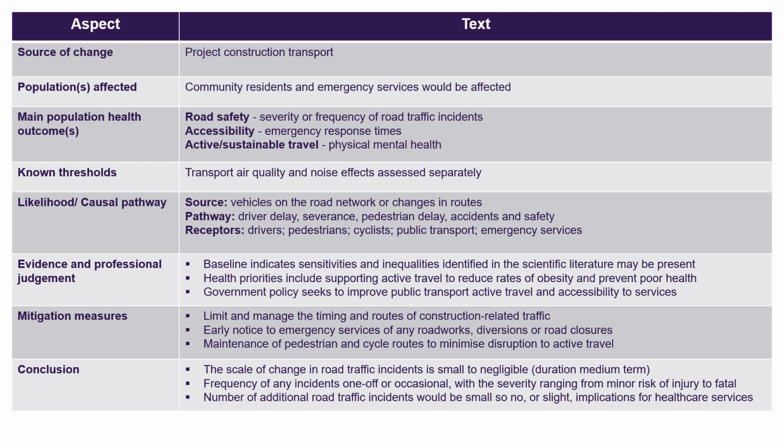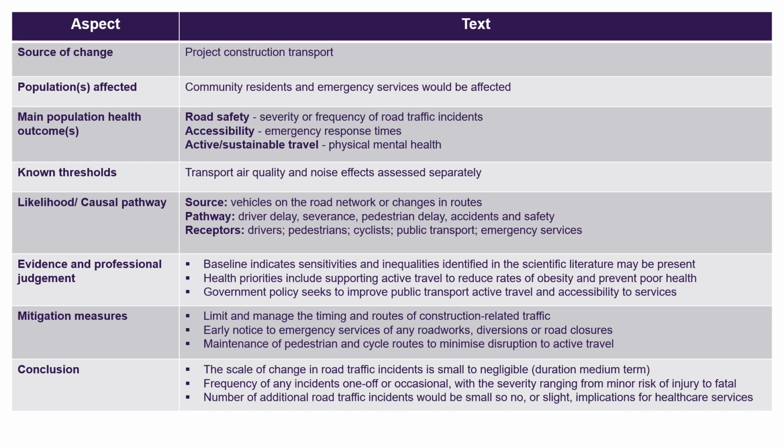So the main population health outcomes in this particular instance would be road safety, accessibility, and active or sustainable travel. So in terms of road safety, the health effects may be associated with the severity or the frequency of road traffic incidents. In terms of accessibility, this may be linked to the emergency response times, or indeed for non-emergency treatment outcomes or delays in terms of, or non-attendance at, hospital appointments because people simply can't get there or they're delayed on their travel.